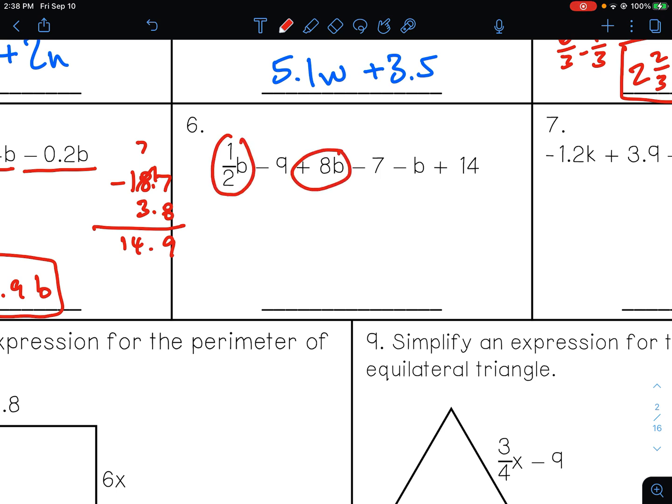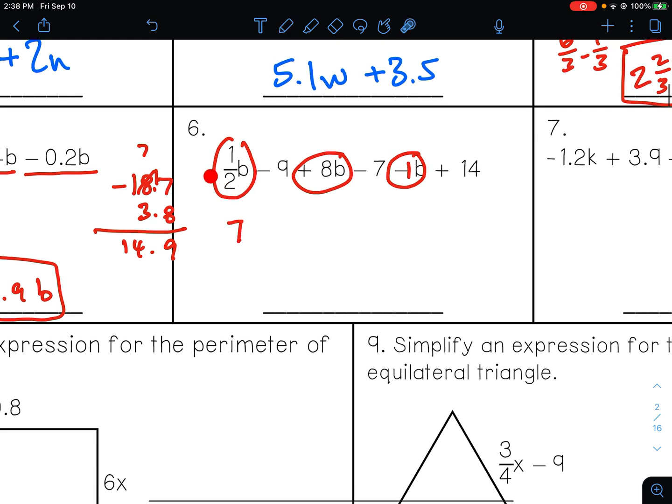8b. What else? Negative 1b. So this is negative 1b. Let's deal with those first. Let's deal with the 8 and the minus 1. So 8 minus 1 is 7b. And it looks like they want us, this is positive 1/2, so 7 plus 1/2 is 7.5. So 7.5b, or 7.5b if you want to think of it that way.